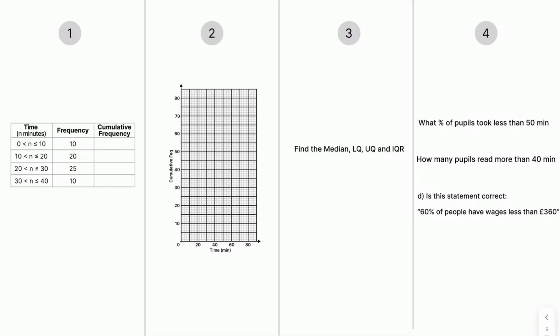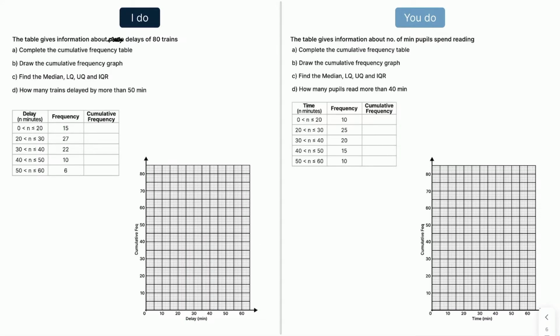And finally, they'll then ask you a question like this, where it's like, what percentage of pupils took more than 50 minutes? So you would then look at the graph and use the graph to answer these type of questions. So the way my videos work, I'm going to do the example on the left, which is I do. You're then going to press pause and have a go at the example on the right.